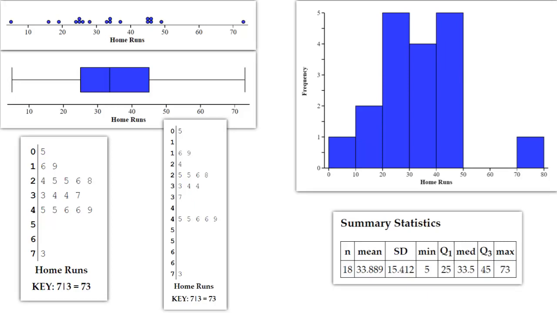All right, so for a right skewed distribution, I think a distribution kind of like this.